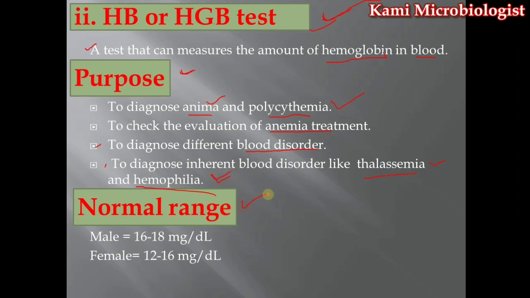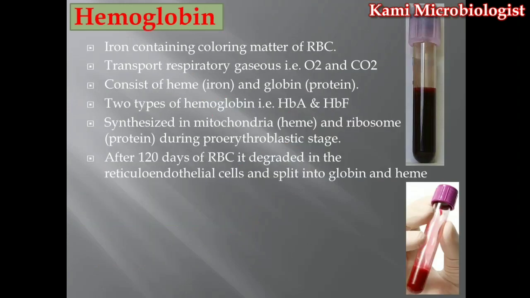Then we have the normal range. The normal range of hemoglobin in males is 16 to 18 mg per deciliter, and in females the range is a little bit lower compared to males, 12 to 16 mg per deciliter. What is the reason behind it? In case of females there is the menstrual cycle, and due to this the level of hemoglobin is low.